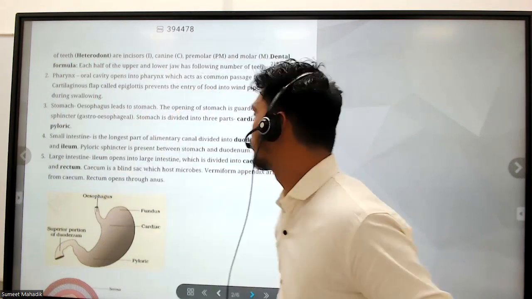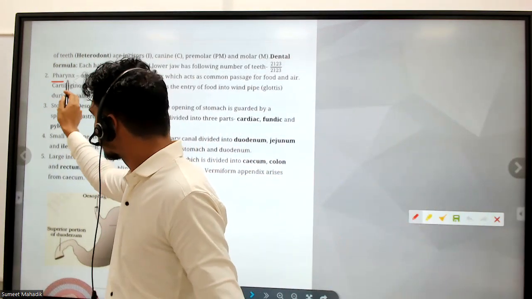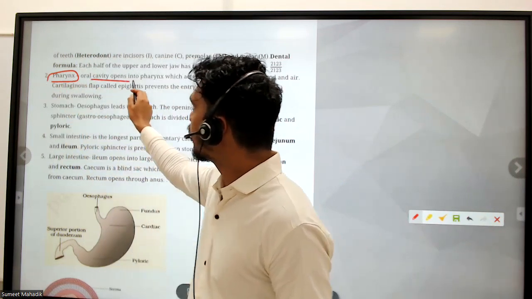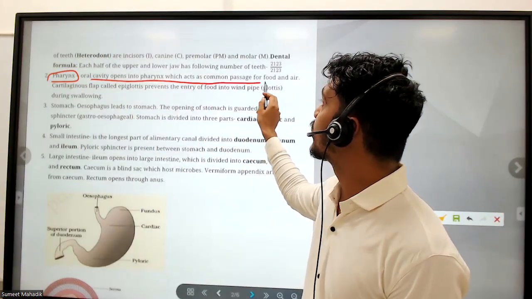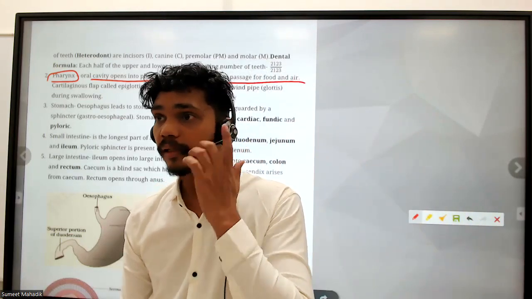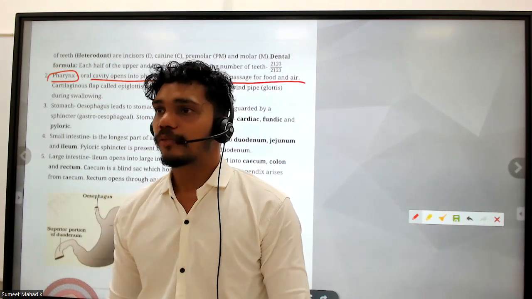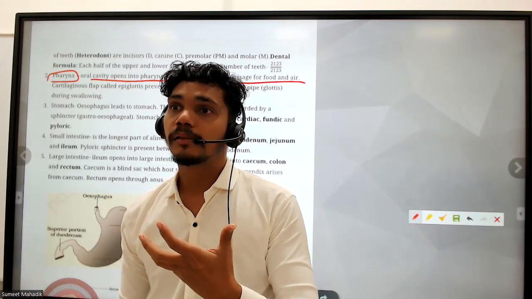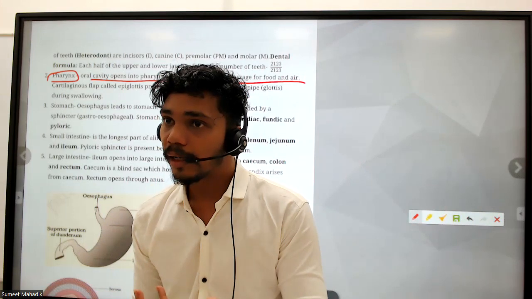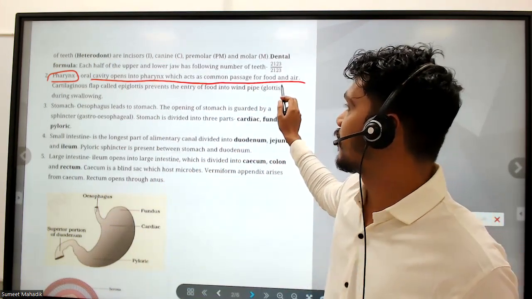What is the pharynx? Tell me, what is the pharynx? Correct. The oral cavity opens into the pharynx, which acts as a common passage for food and air. Why such a modification? If this is not working, we can take air from there, but it is not that efficient. Just for survival. For temporary survival, we can say that.